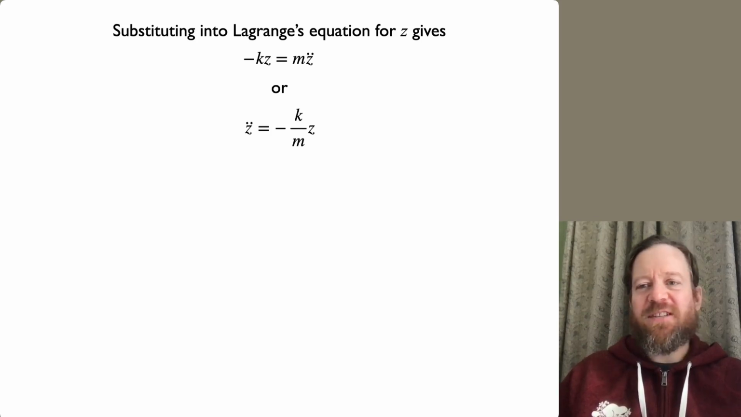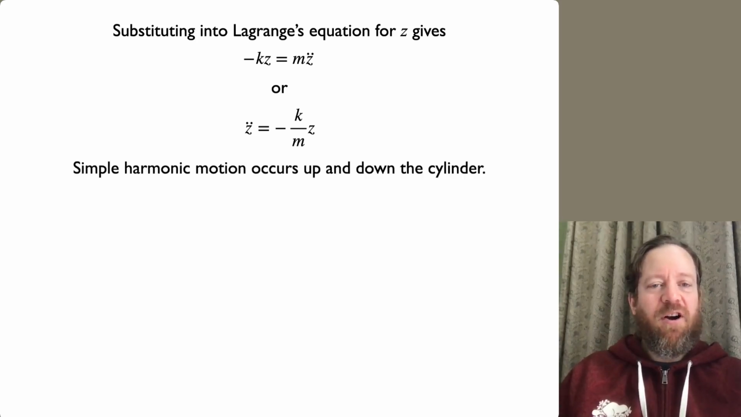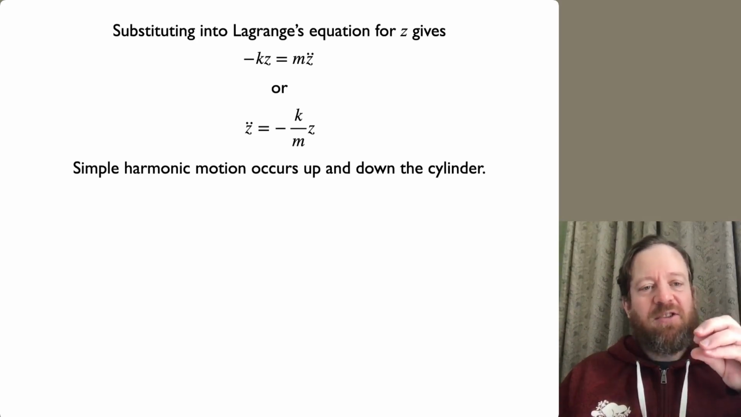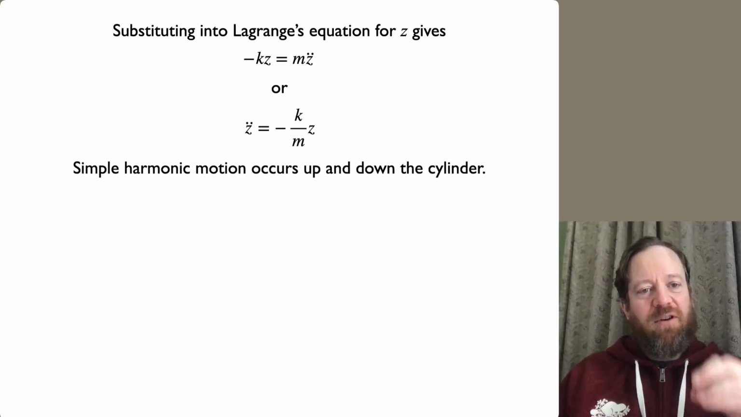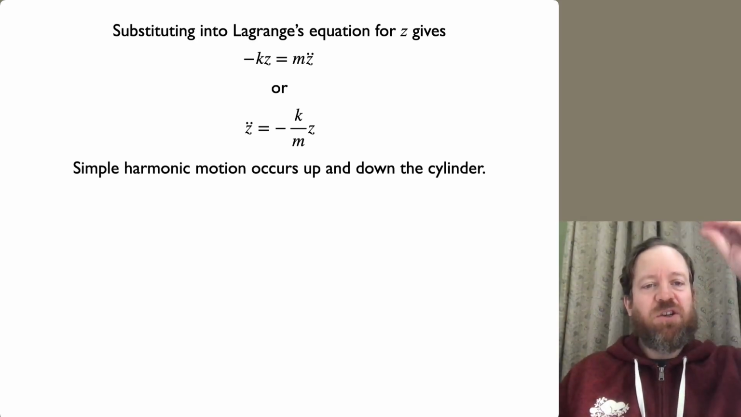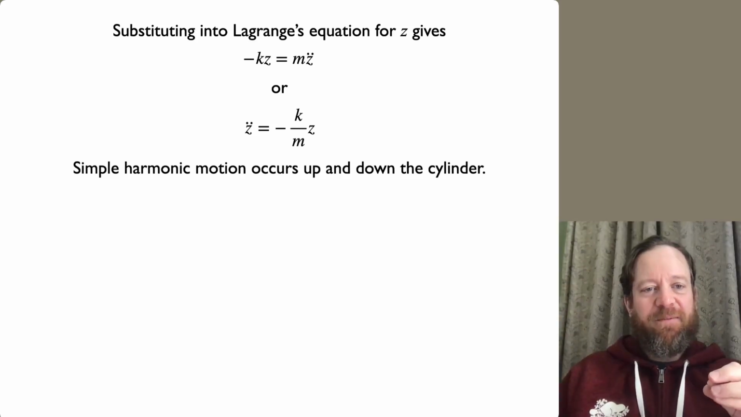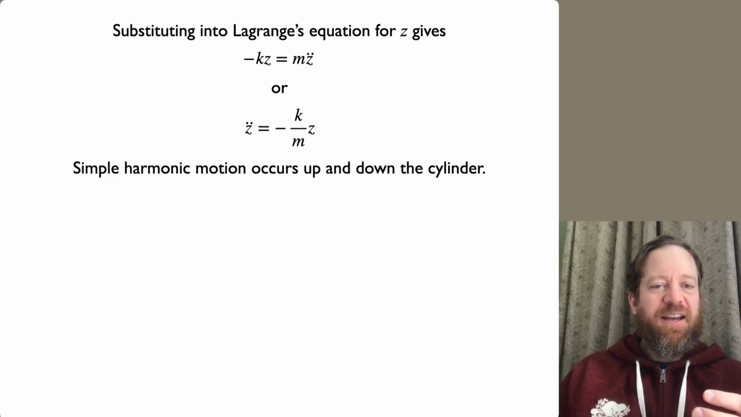Now, we've seen equations like this before. This, of course, is just the equation for harmonic motion. So it turns out in the vertical direction, our mass m is going to undergo harmonic motion. It's going to oscillate up and down the surface of this cylinder. So that's just the z direction. Of course, we're going to need to look at the azimuthal direction as well, the phi direction.